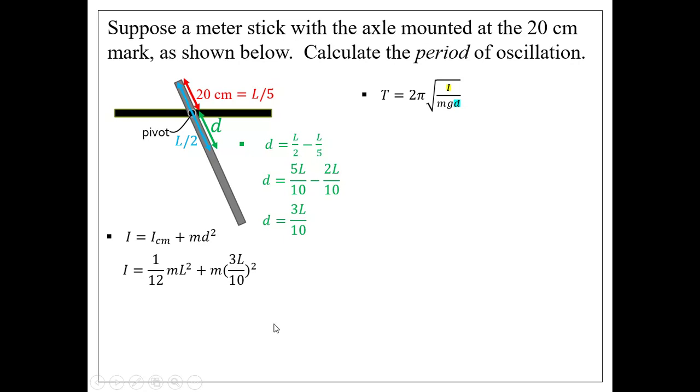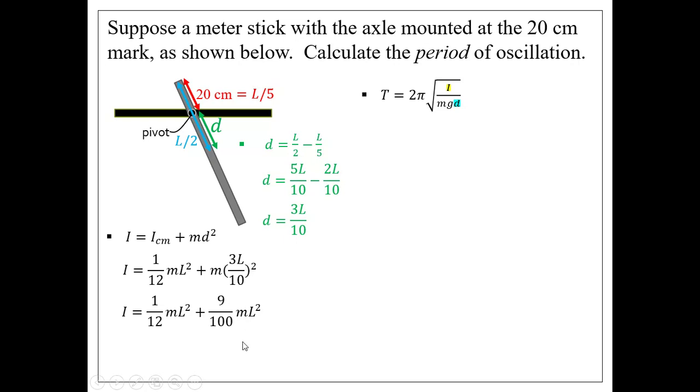Well, here I'm just going to distribute the square. So 3 squared is 9, and then 10 squared is 100. So the first term, the 1/12 ML squared, remains the same. And the second term, once again, the 9 is because 3 is squared, and then the 100 is because the 10 on the bottom is also squared. And then it would just be ML squared because L is also squared.